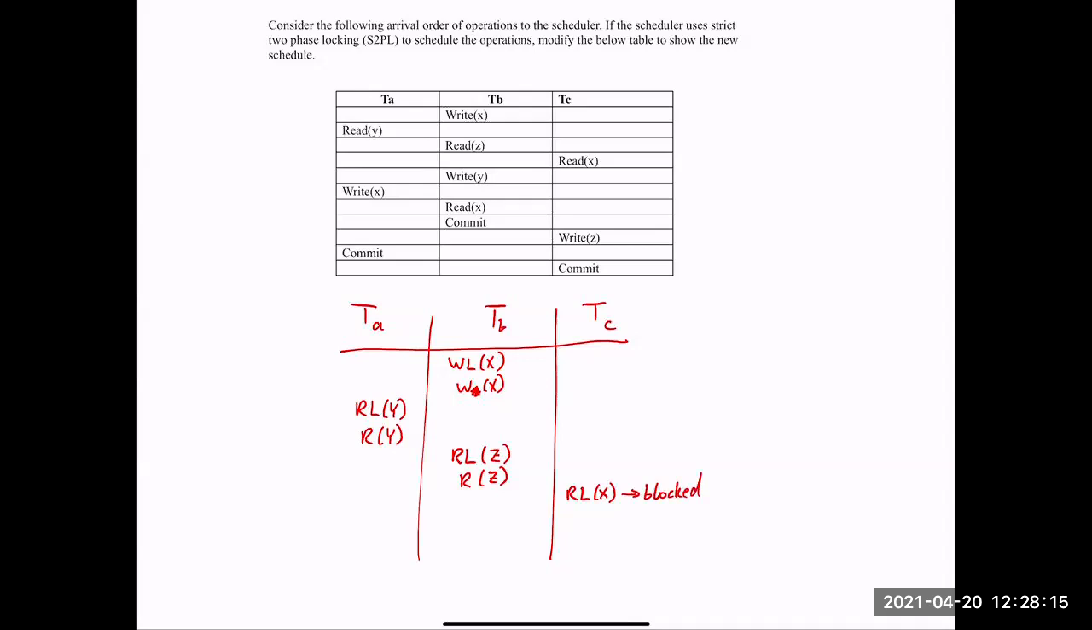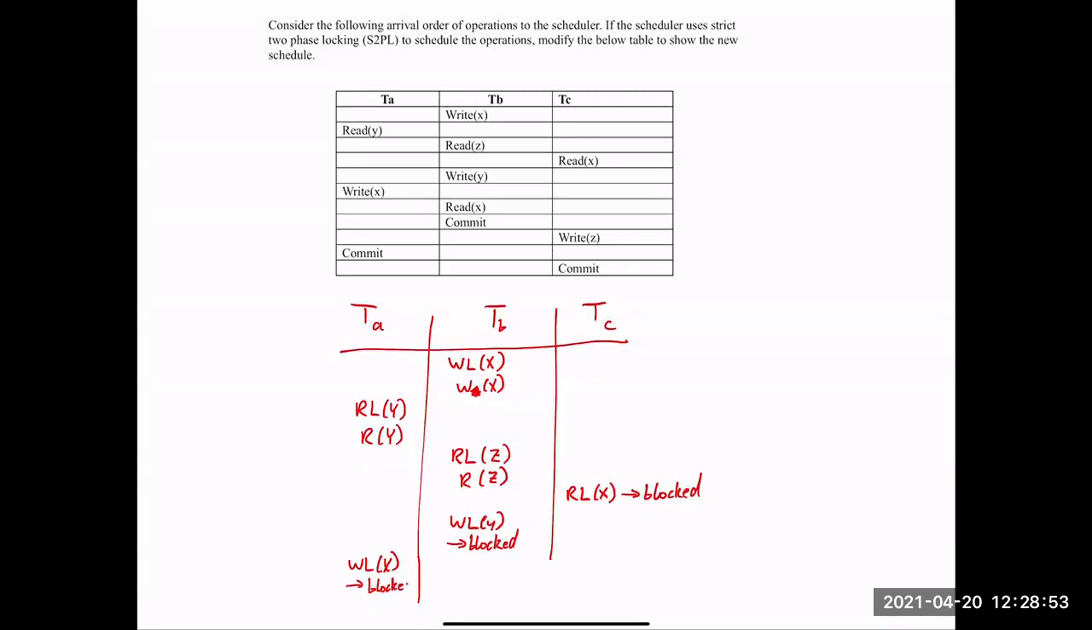Okay. And the next step, TB wants to acquire a write lock on Y. But unfortunately, TA already holds a read lock on Y. So this will also be blocked. Then TA wants to execute this write here, so it needs a write lock on X. And of course, this is also blocked because TB still holds this write lock.